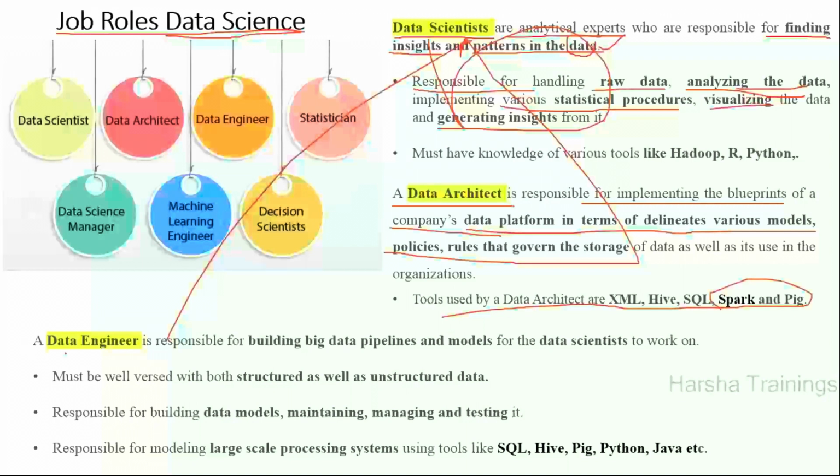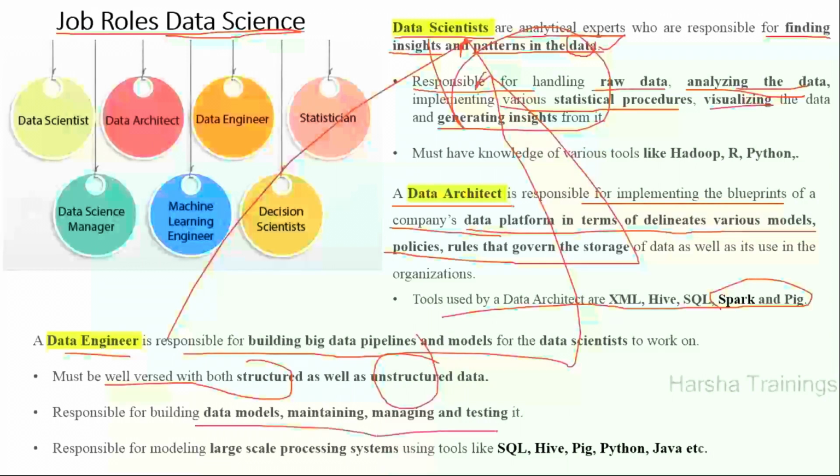Next one is data engineer, responsible for building data pipelines, which are used by data scientists. He is going to deal with both structured and unstructured data, and is responsible for building data models and maintaining and managing the data. Any queries?